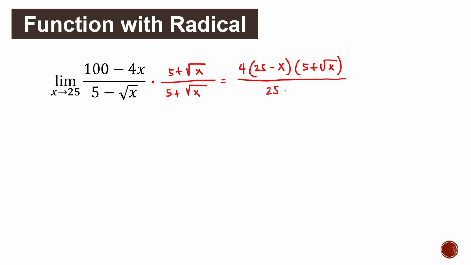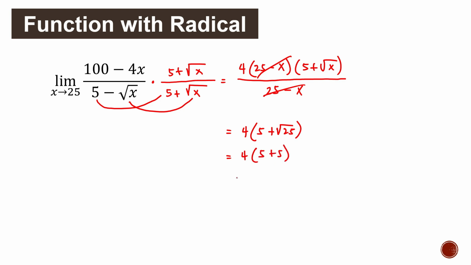This is 25 minus the square root of x times the square root of x, which is x. So here we don't need to use the FOIL method because this is a sum and difference. All we need to do is multiply the first terms and then the last terms. Now we can cancel that 25 minus x. So 4 times 5 plus the square root of 25, so 4 times 5 plus 5. 5 plus 5 is 10, times 4 is equal to 40. All right, let's go to the next example.